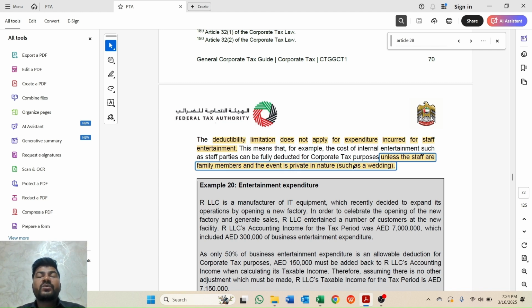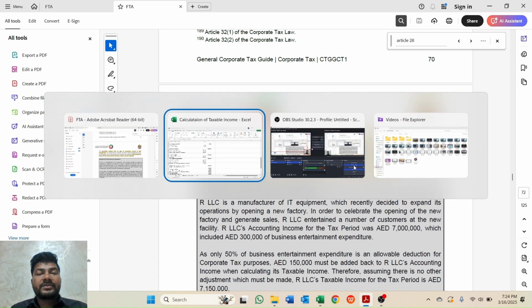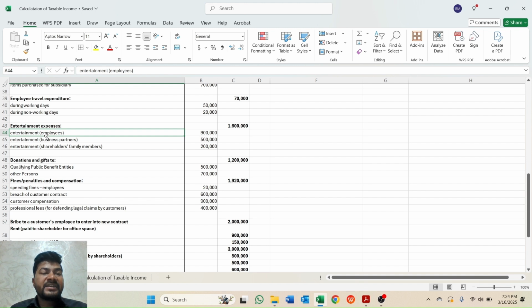So we are assuming no information is provided to us. We are assuming these staff are not family members and the event is not a wedding, like a private wedding. From here we can conclude that entertainment expenditure incurred for employees is totally allowable, and entertainment expenditure incurred for shareholders, business partners, customers is only allowed up to 50%. Now let's come here. Since the entertainment expenditure is employee related, the 900,000 is totally allowed.